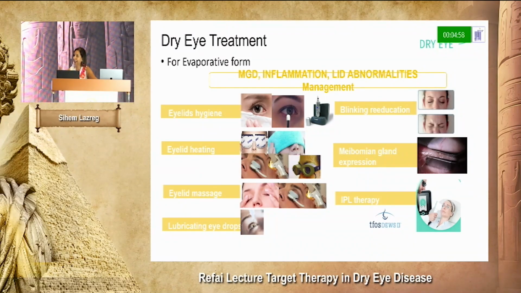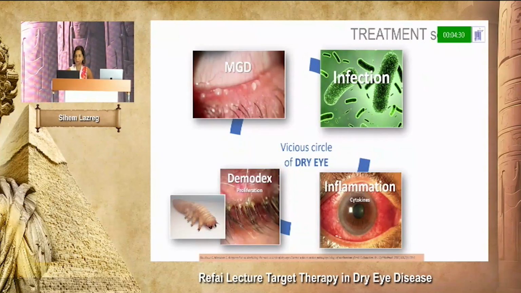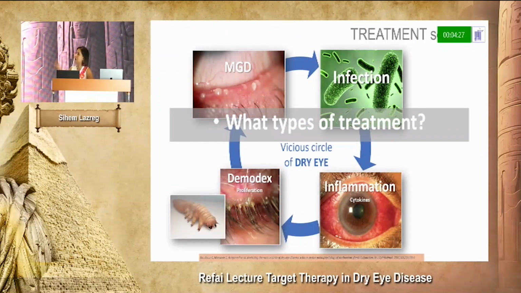Here is the indication of the IPL therapy, but no IPL without eyelid hygiene. We cannot stimulate the meibomian gland without cleaning the orifices to have the excretion of the meibum. If we have blocked orifices and we stimulate, we can have chalazion, and we can increase the inflammation instead of decreasing it. Then we have this vicious circle, that's all we know. The MGD leads to an infection and then inflammation, and we have the Demodex, which is part of this mechanism.